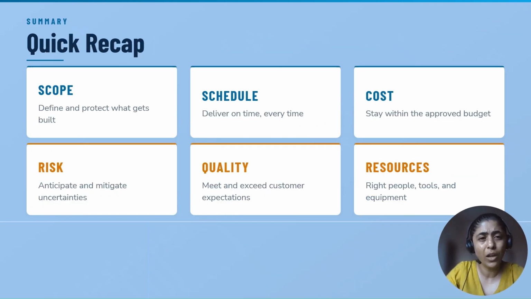Now let's quickly review everything that we have learned. Scope tells us what we are building. Schedule tells us when we will deliver it. Cost tells us how much we are allowed to spend, and risk tells us what might happen in future. And quality ensures we are meeting customers' expectations. And resource provides the people, tools, and equipment needed to complete the work.